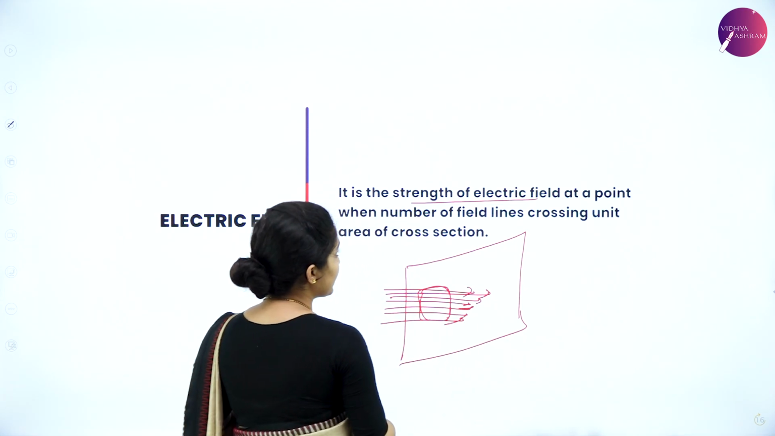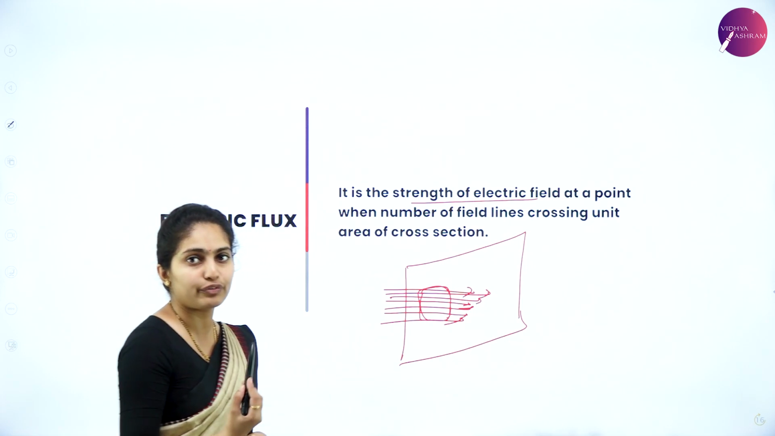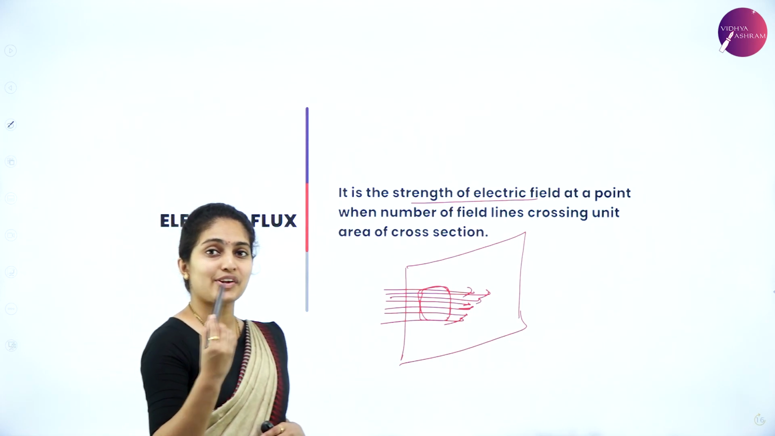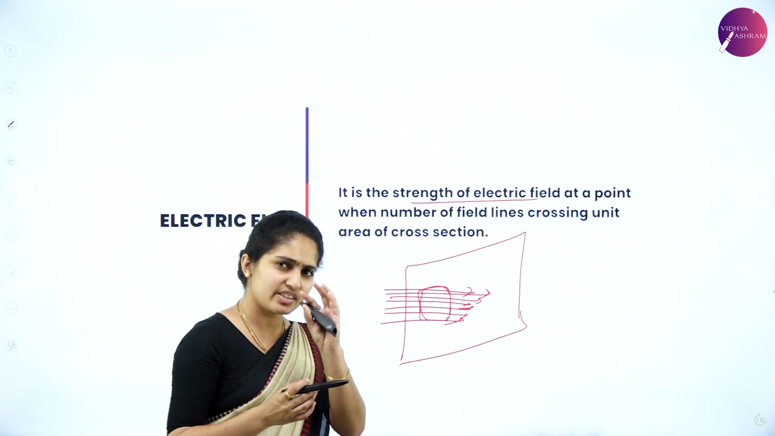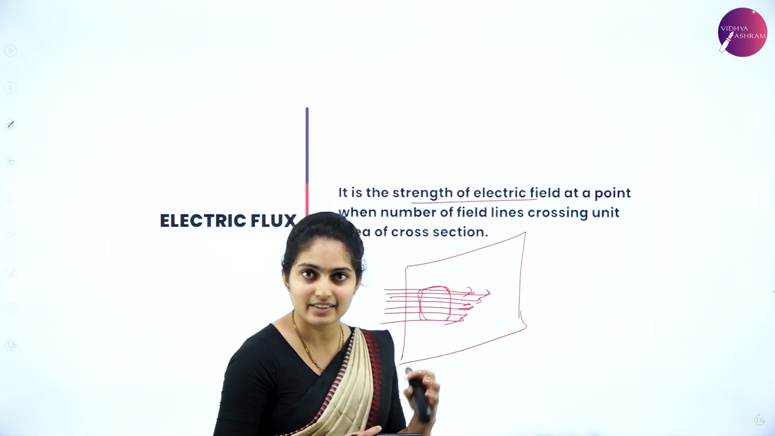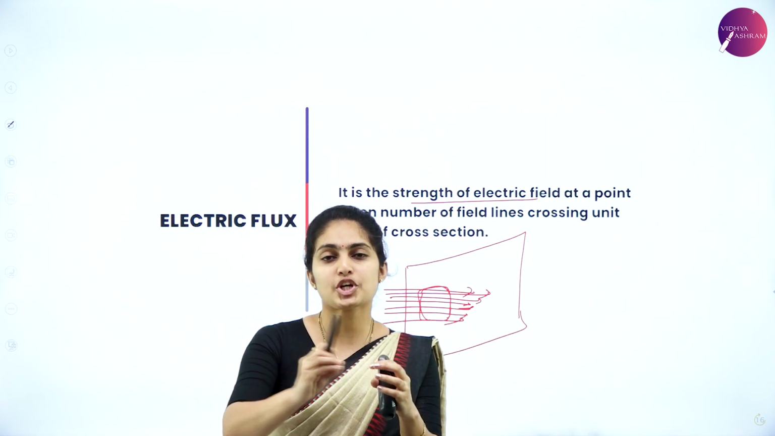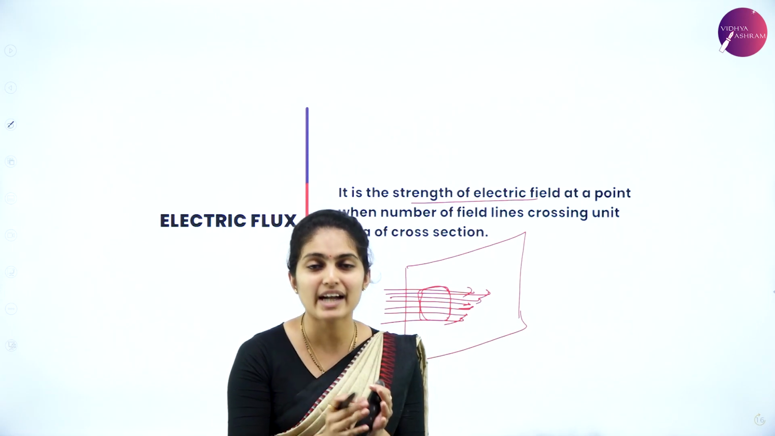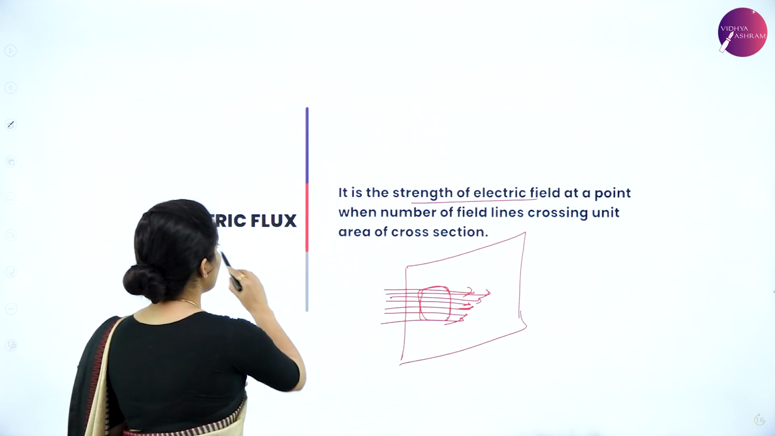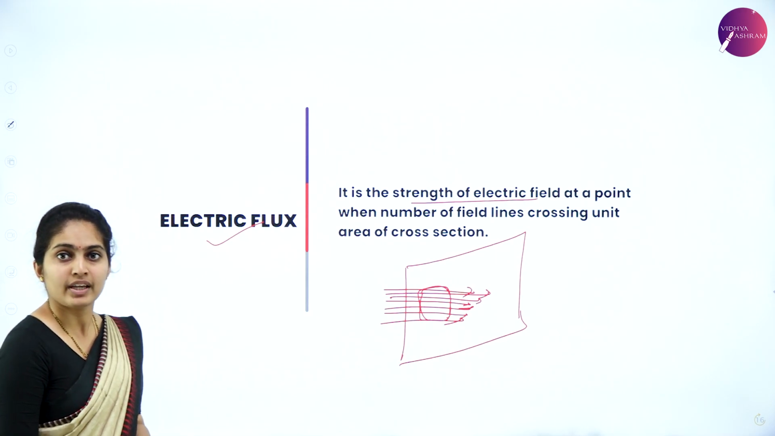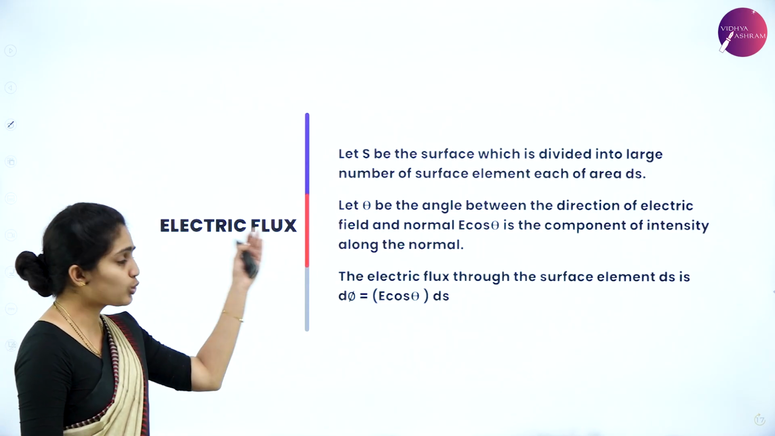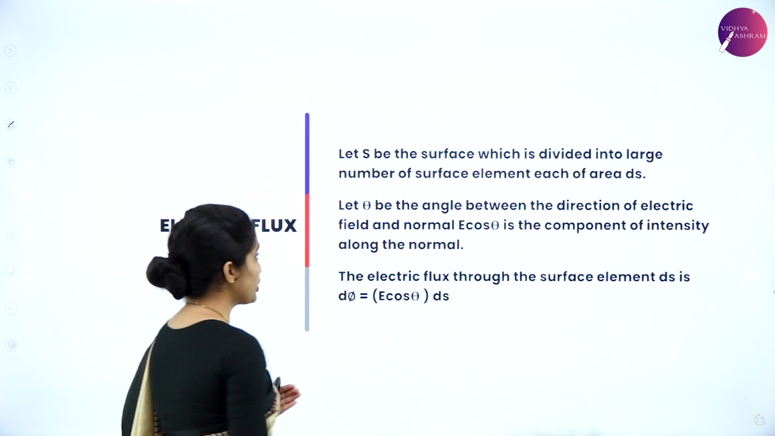So what is electric flux? It is the strength of the field lines. How do you calculate the strength of the field lines? We just consider a certain part of the area of a conductor and measure how many field lines are passing through that particular area, which gives you the electric flux. Next, we are going on to how to calculate it, how to get the equation for it.